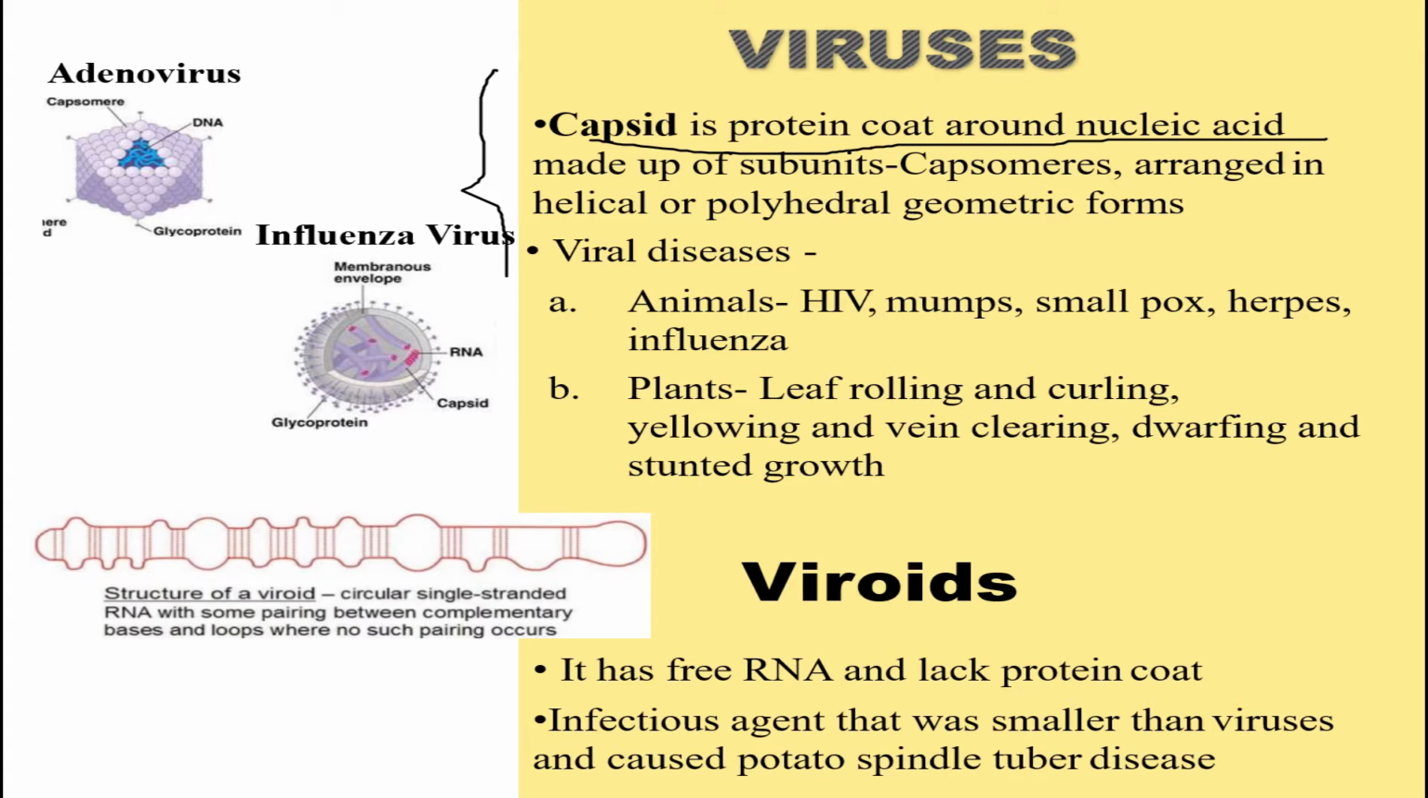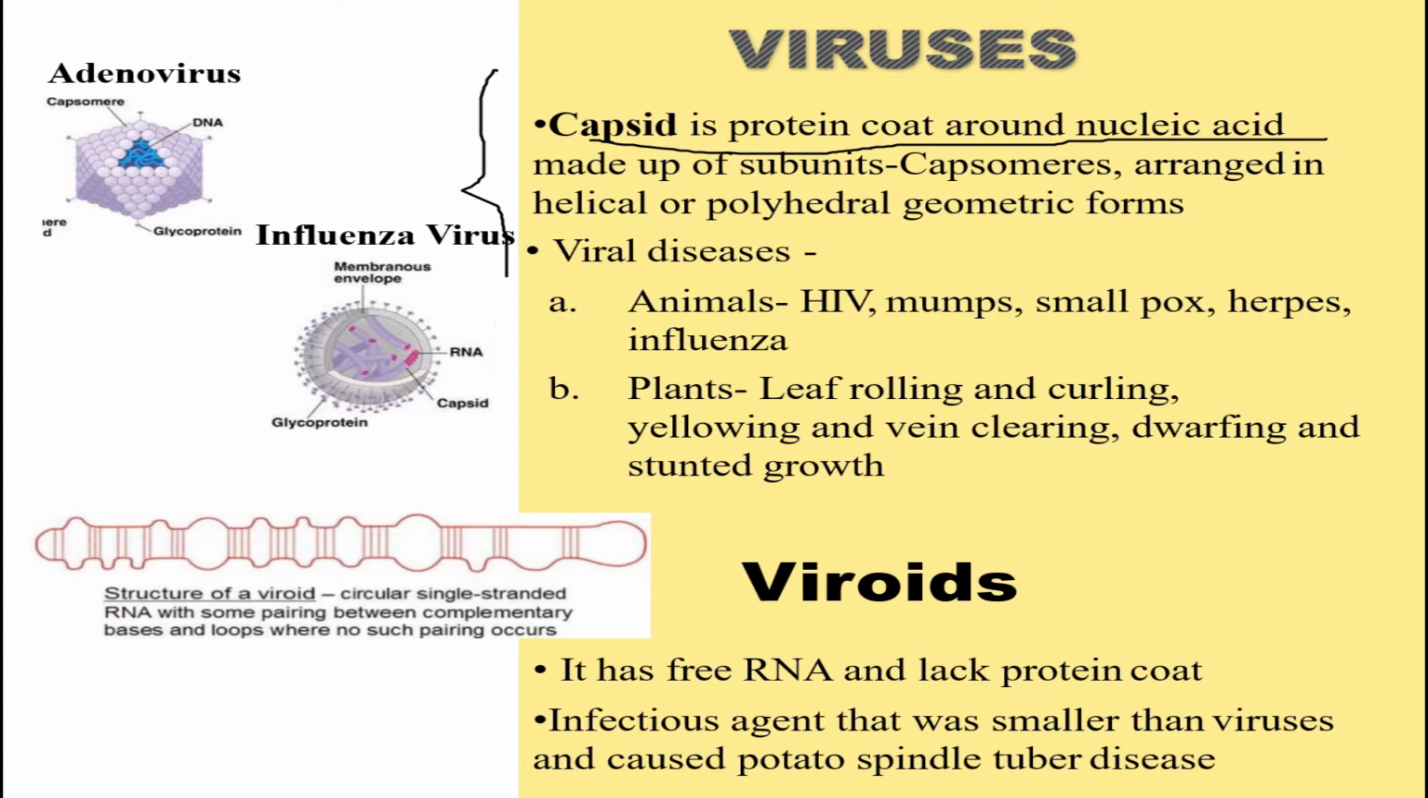Some viral diseases, as you can see on the screen: for animals it would be HIV, mumps, smallpox, herpes and influenza, and for plants it would be leaf rolling, curling, yellowing and vein clearing, dwarfing and stunted growth. Another form of viruses would be viroids. Viroids are even smaller than viruses. They have free RNA and lack a protein coat. The infectious agent smaller than viruses that caused potato spindle tuber disease was the viroid.